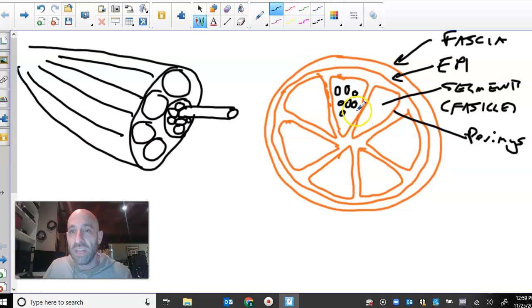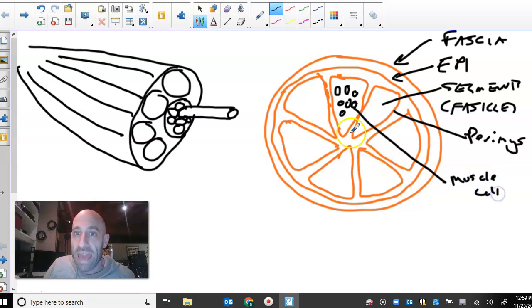And each one of those little individual essence of orange juice packets I would consider to be the individual muscle fiber. So that would be an individual muscle cell. And that has a membrane on the outside, which we're going to call the endomysium. So how does that relate to an actual muscle?